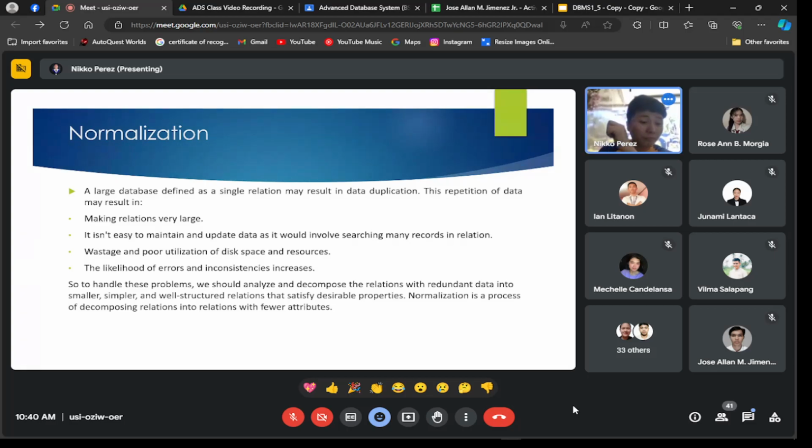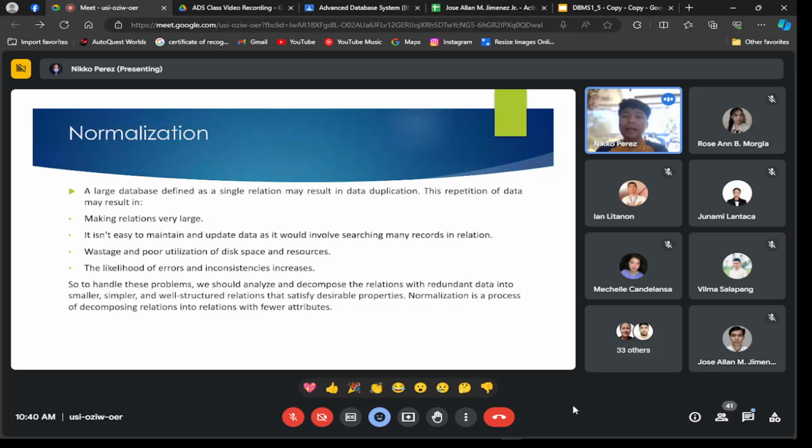Okay, sorry. So this is also normalization. The term itself is trying to produce a normal outcome from your disorganized table. So to handle these problems, we should analyze and decompose the relations with redundant data into smaller, simpler, and well-structured relations that satisfy desirable properties. Normalization is a process of decomposing relations into relations with fewer attributes.